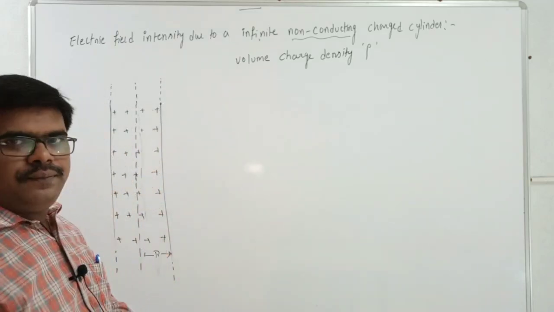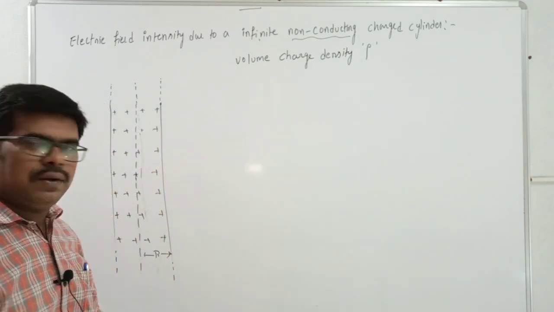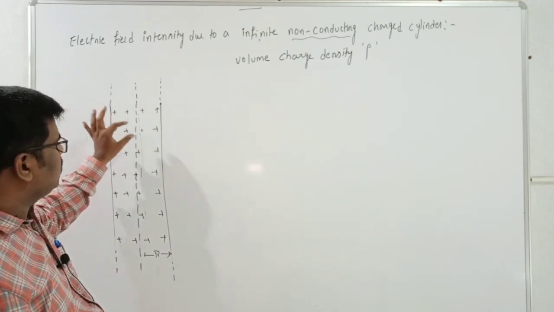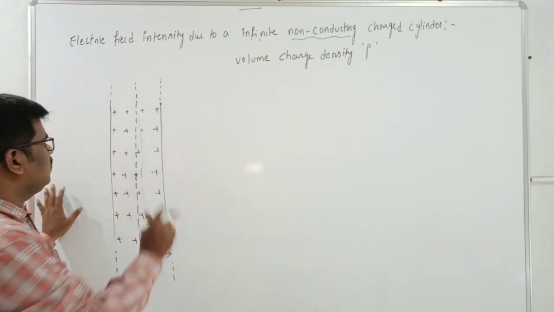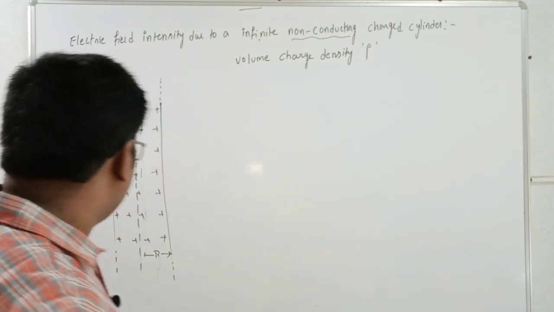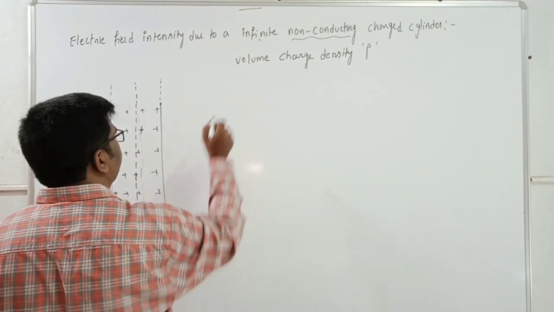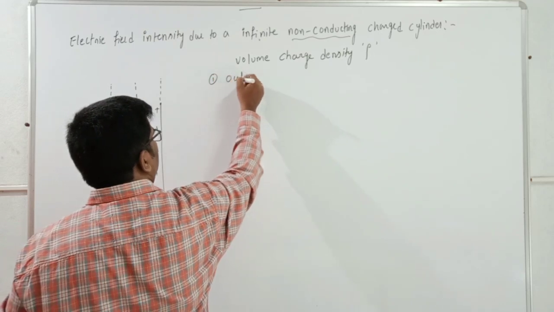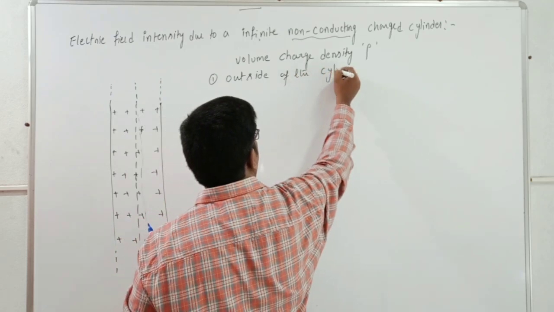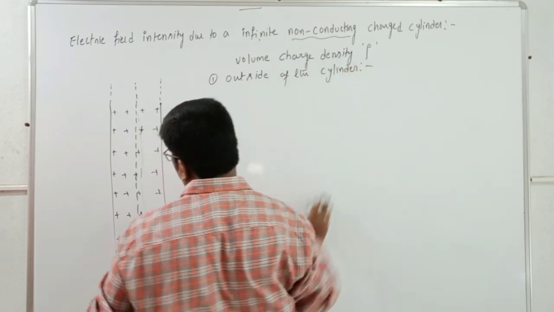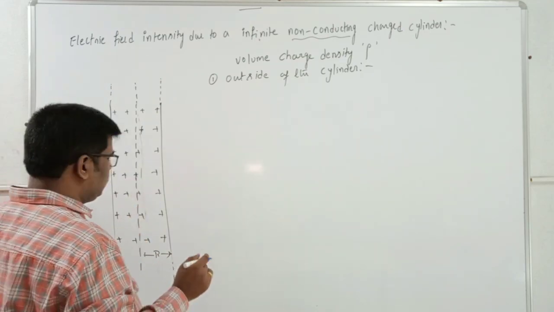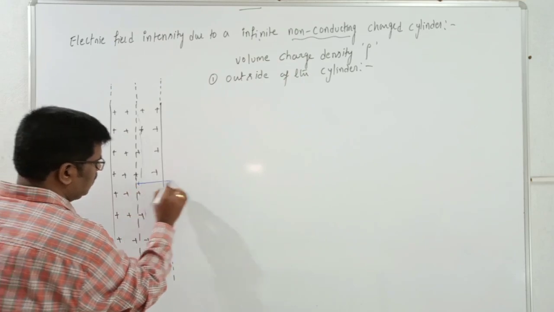Now, first case. We are going to apply Gauss's law to determine the electric field intensity outside, on the surface, as well as inside. First I am going to discuss the point outside. So the first one is outside of the cylinder. Outside of the cylinder in the sense, where we want to find the electric field intensity is an outside point.